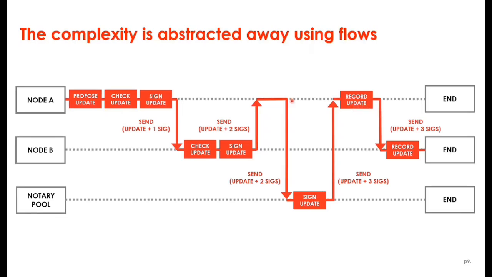Then the record is made on node A and the record is made on node B. So this entry to the ledger is done on both node A and node B. And the notary pool gets the hash. And the three signatures are also sent from the notary pool. That is the signature from node A, node B, and from the notary itself.